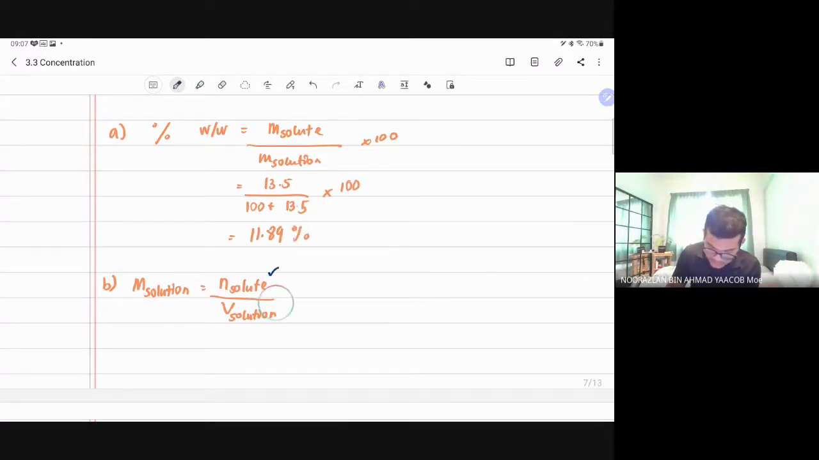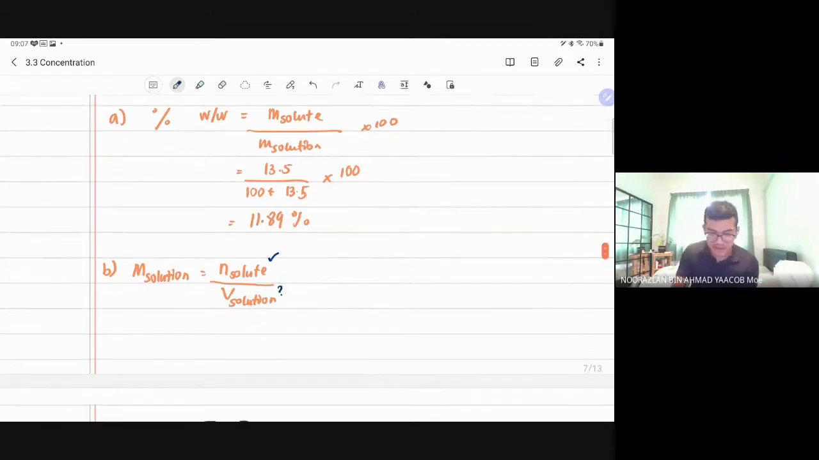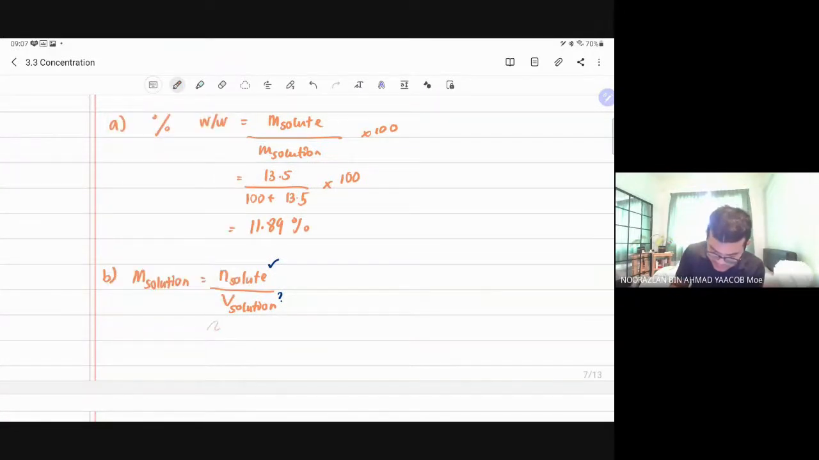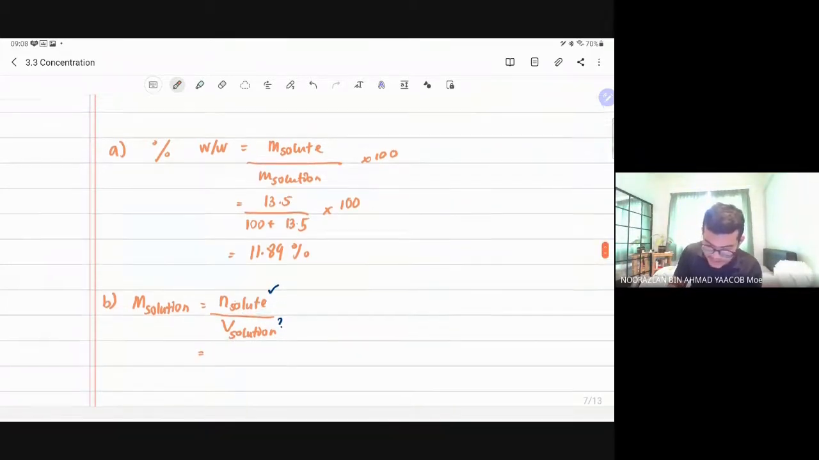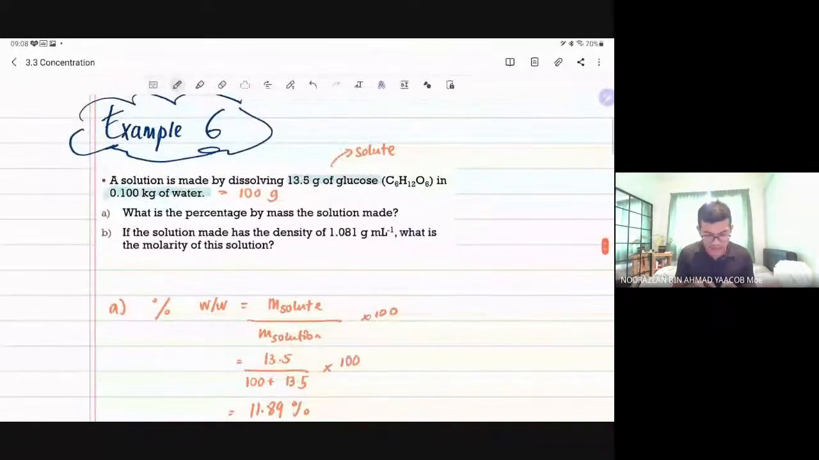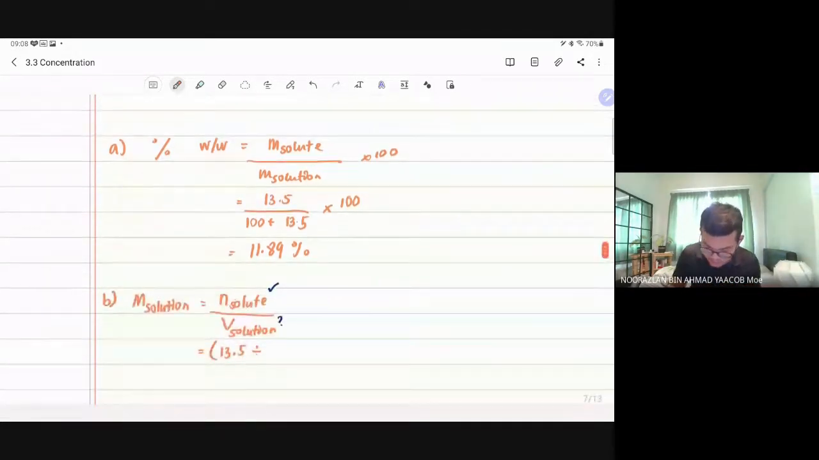So yang ni kita ada. Tapi ini tiada. Kita cari volume dia. So number of mole of solid dia sama dengan mass bahagi MR, M over MR. Okay. So number of mole of solid dia sama dengan mass dia, mass solid 13.5, 13.5 bahagikan dengan MR dia. MR of glucose adalah 6 kali 12 tambah 12 tambah 6 kali 16, 180. Ini adalah MR dia.